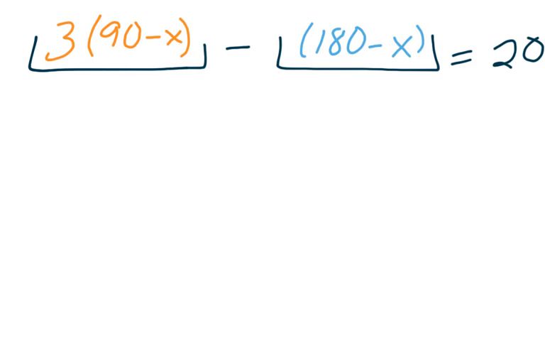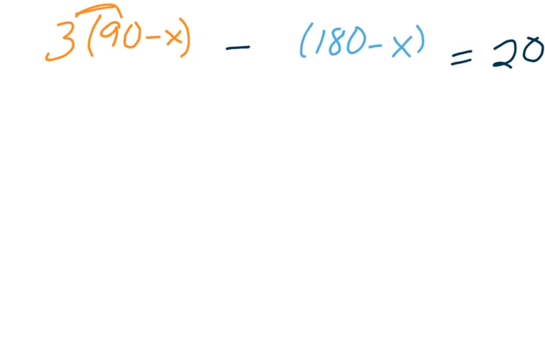So I've organized it now, and I can start to just do the algebra at this point and clean some things up. I think I'll try to erase these so they're less distracting now that I've used them to organize things. I'll start here. I'll use distributive property. 3 times 90 is 270. And I'll be subtracting 3x, 3 times x.